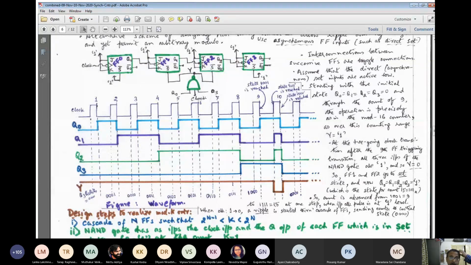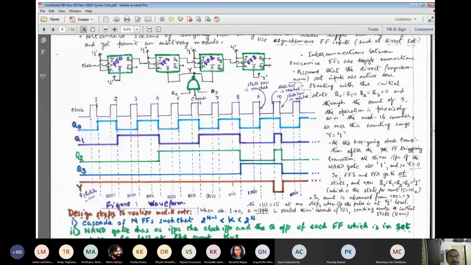Okay. So now what is the situation? When the next active edge comes, that means the next 1 to 0 transition, it will behave like the last state of the modulo 16 ripple counter. So all the flip-flop outputs being 1, first Q0 will have a toggle, a transition from 1 to 0. That will cause a toggle here, 1 to 0. That will cause a toggle here, 1 to 0, and then, right?